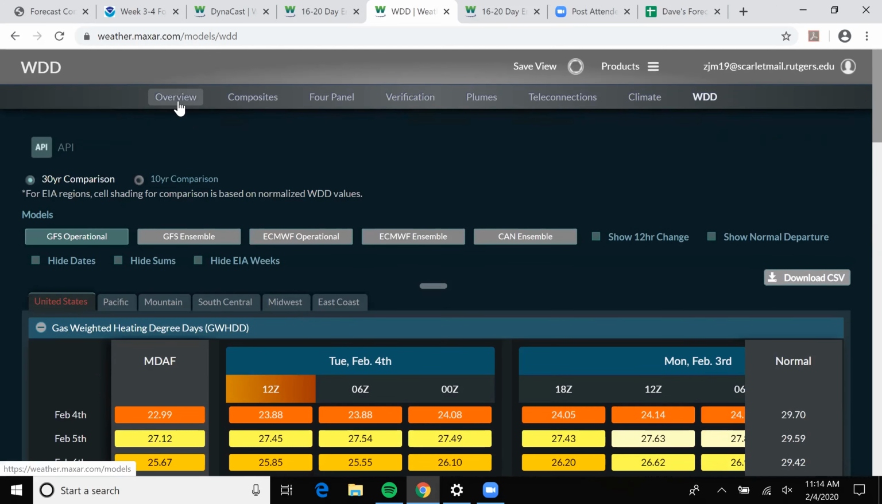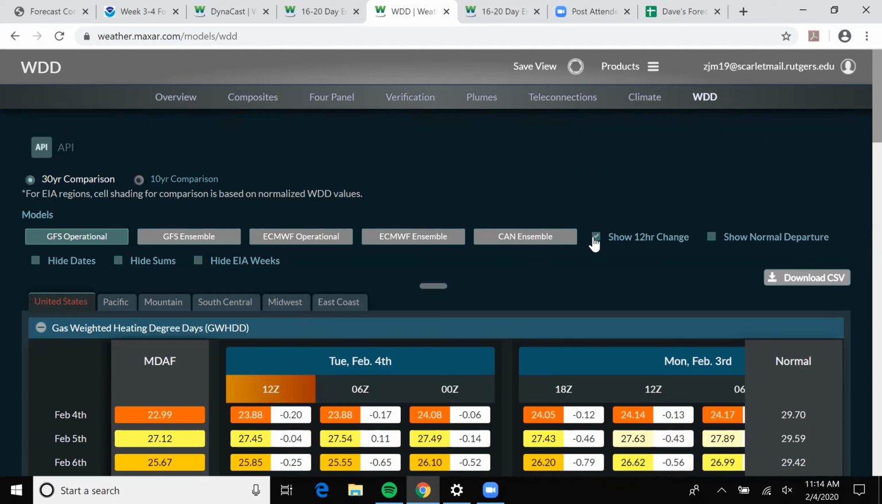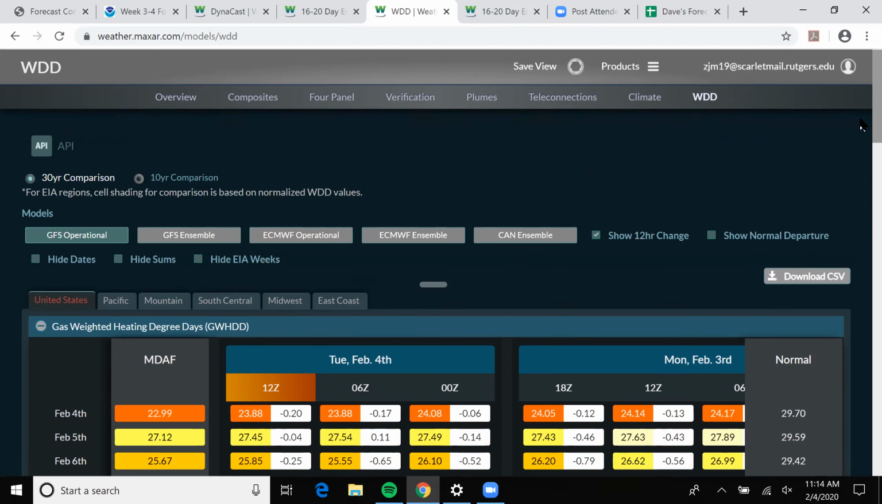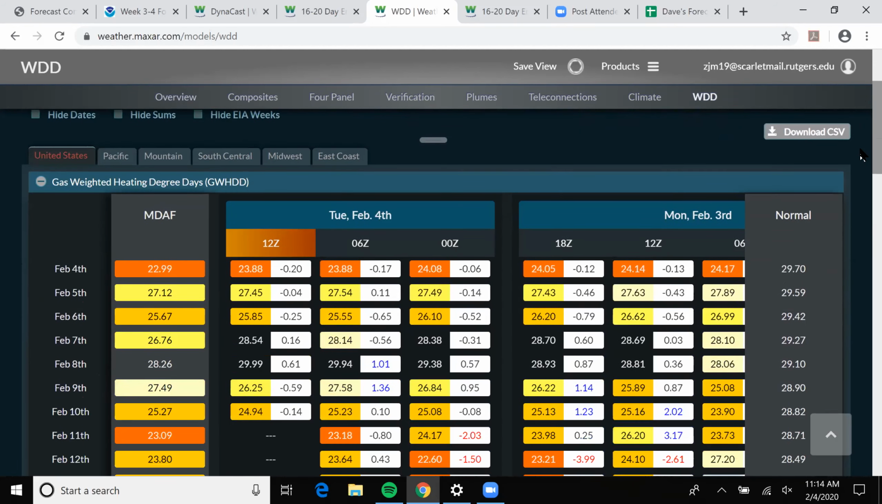Oh yeah, I was just, Mr. Rankin mentioned this is a good feature. If you click on the 12-hour change, what it does is it shows the 12-hour change for the model run, so instead of you having to try to calculate it. And the reason why that is there is because in the industry, there's a lot of attention to how the model's evolving or changing, and in particular, the 12-hour change.